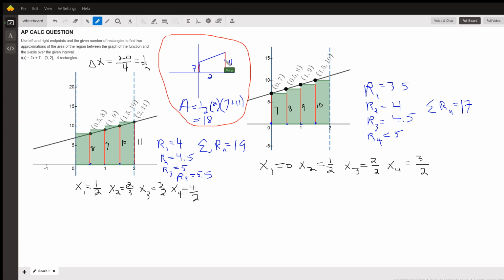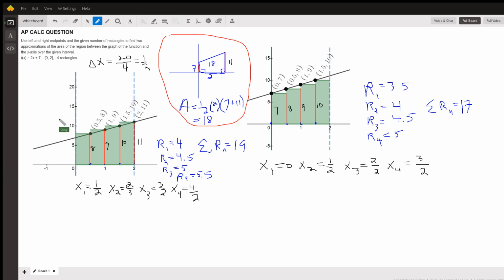These two sides are parallel with lengths of 7 and 11, and the height is 2, because these are right angles. And the formula for the area of a trapezoid is half the height times the sum of the bases. So that gives us 18. So that's actually the exact area of this region. We're using what are called Riemann sums to estimate that area.